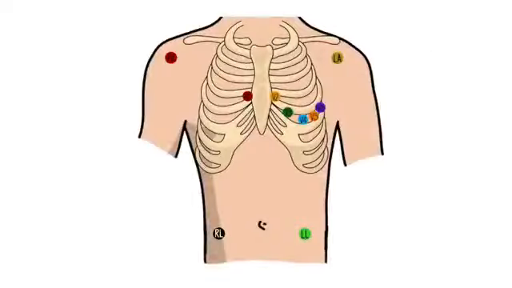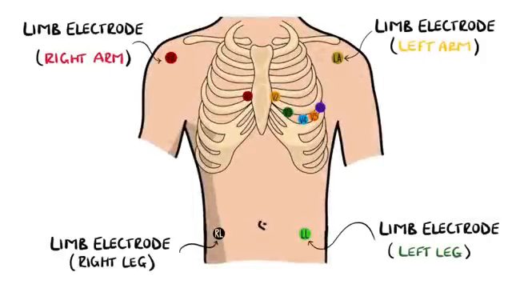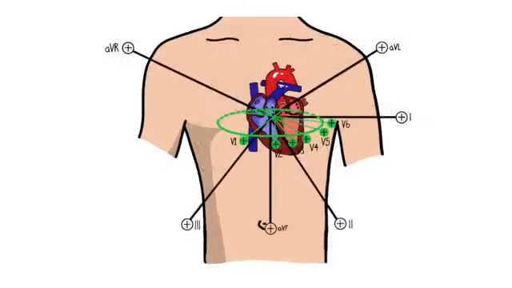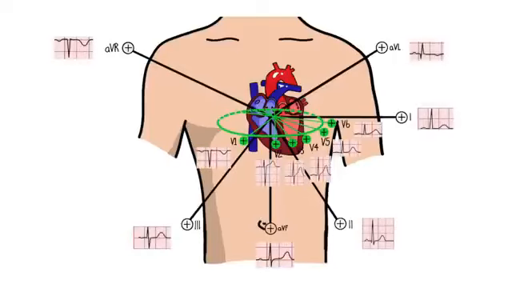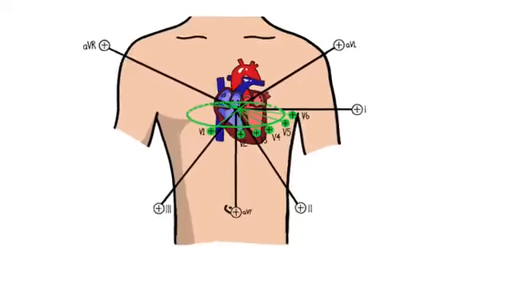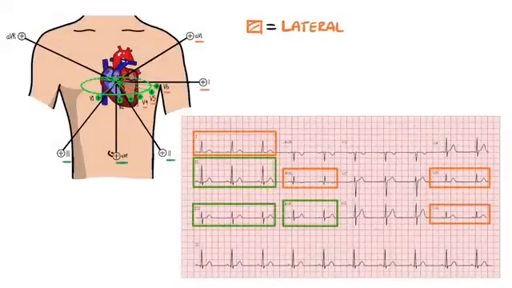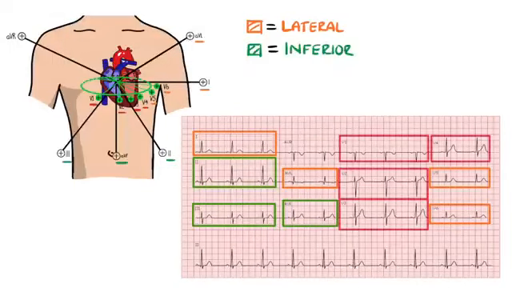A normal 12-lead ECG is taken by using 4 limb electrodes and 6 chest electrodes. Each lead gives a slightly different view of the heart, with a positive deflection when the activity is towards that electrode and negative when it is away from it. Leads 1, AVL, V5 and V6 look at the lateral part of the heart, 2, 3 and AVF, the inferior part, and V1 to V4 give a septal and anterior view.